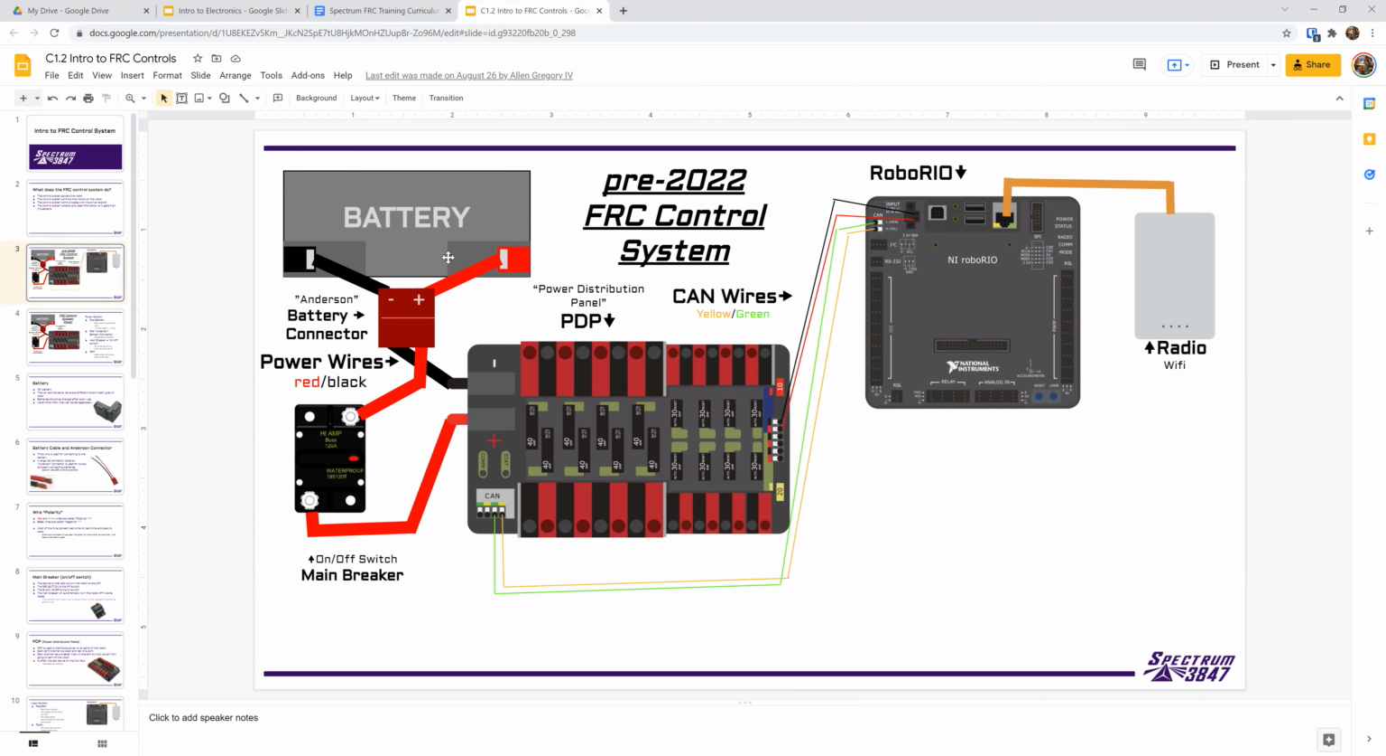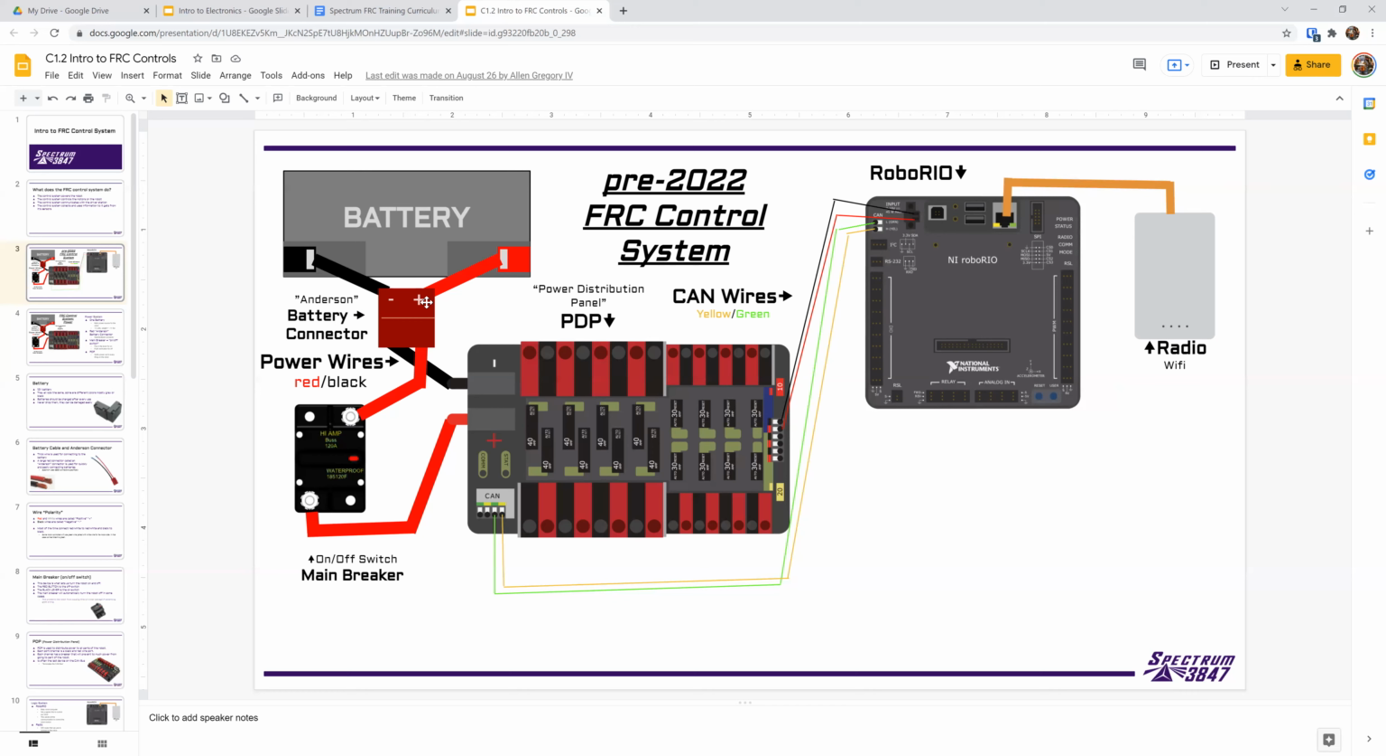There's a big 12-volt battery, and this is an Anderson battery connector. Specifically, it's called an SB50. And so that's a big, hefty red connector, and that's what you connect your battery to. You can see that the black, which is the negative side of the battery, goes directly from the battery through the Anderson connector and to the power distribution panel. The other side is the positive terminal of the battery. You want to make sure that red is going to the plus side and black is going to the negative side of the connector.